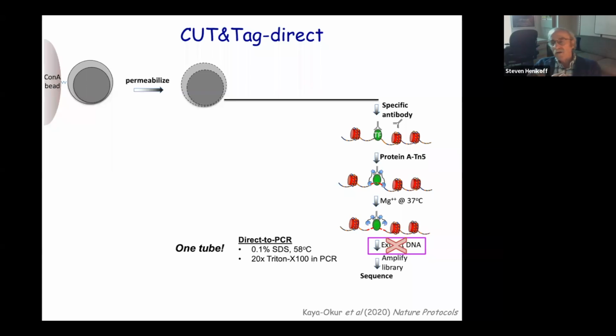And so the SDS will release that, but then because that can inhibit the PCR, we add an excess of non-ionic detergent Triton, and then we can carry out all the reactions in a single PCR tube.